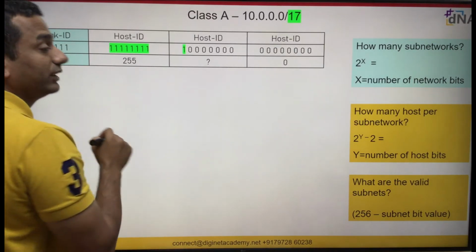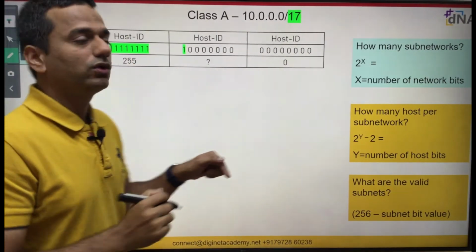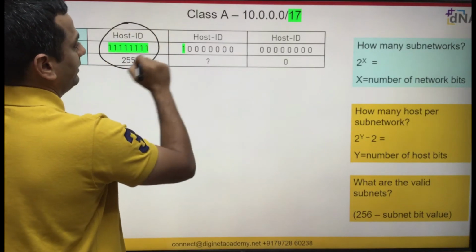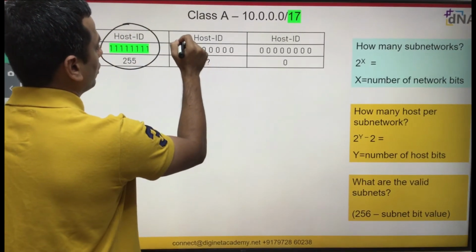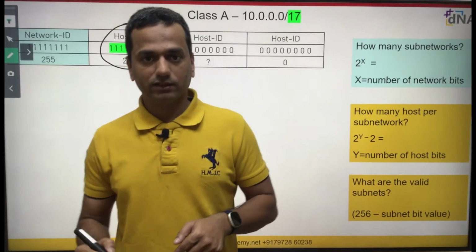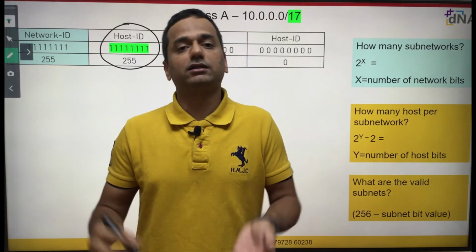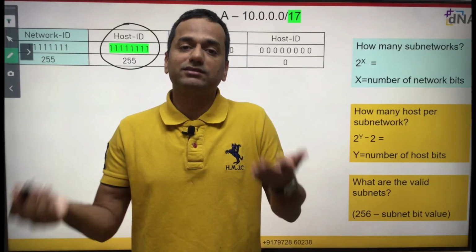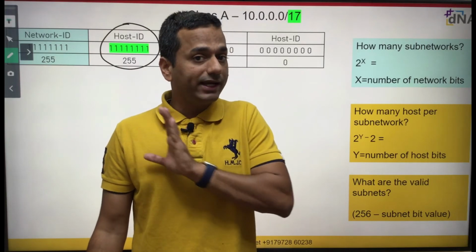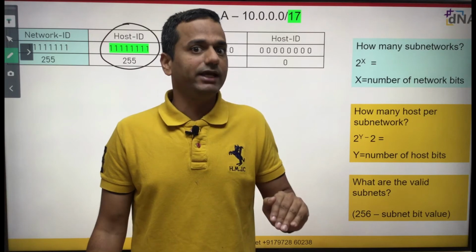Next is /17. Now /17 means we jumped to the third octet. The entire 8 bits from the second octet we borrow for subnetworks, and 1 bit we have borrowed from the third octet. So what will be the impact? Definitely there will be an increment. Where will we do the increment? We will do the increment in the third octet as well as the second octet. Why? Because all 8 bits from the second octet we have borrowed for subnetting.